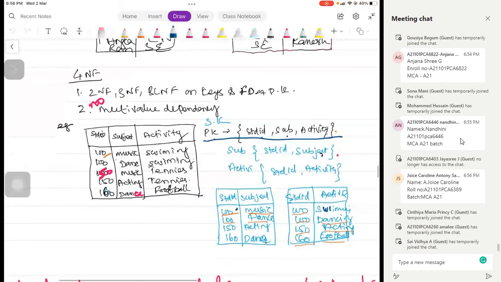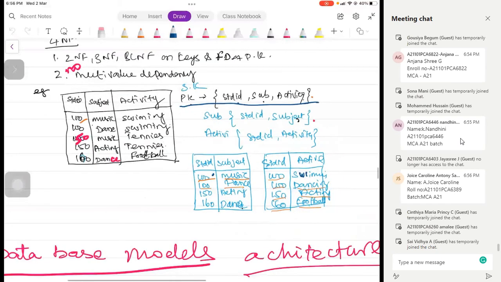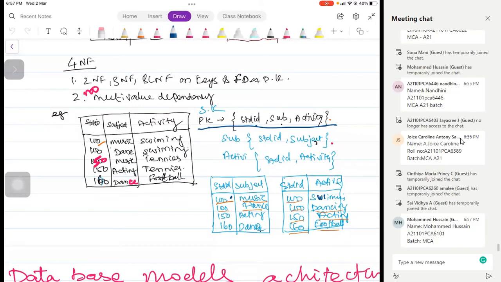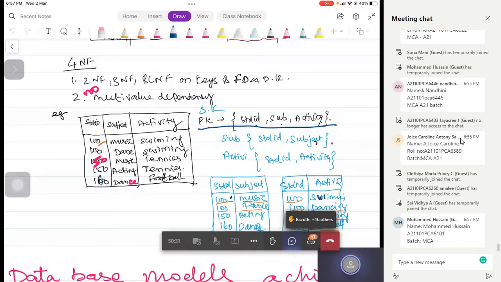And another one is fourth normal form. What is fourth normal form? We should satisfy all of first, second, third and Boyce-Codd normal form, on keys and functional dependency on the primary key. Everything should be satisfied. Along with that, no multi-value dependency. Now, what is multi-value dependency? Here, an attribute may have more than one value. That's why we have mentioned here.